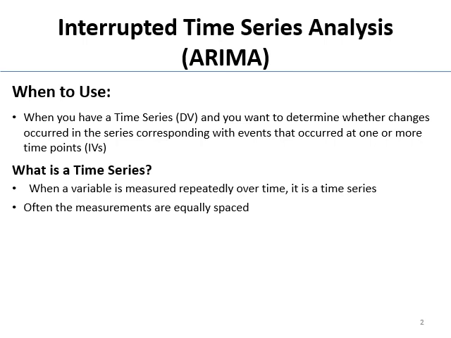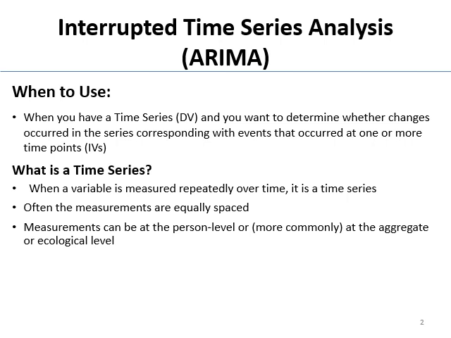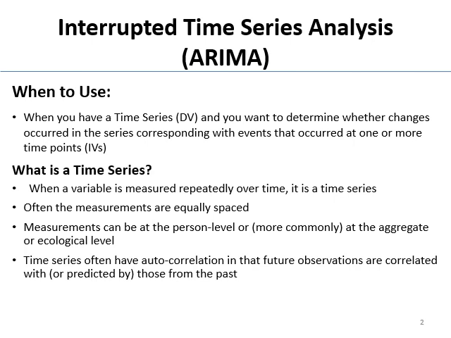And they can be at the person level, or more commonly at what we call the ecological level. They're aggregated. For example, you could look at Billy's crash rates over time, which monthly would be 0, 0, 0, 1, 0, 0, 0, right? That's not particularly interesting. Or you could look at 16-year-old crash rates over time, which is aggregated across all 16-year-olds. And usually time series are done across groups at the ecological or aggregated level.